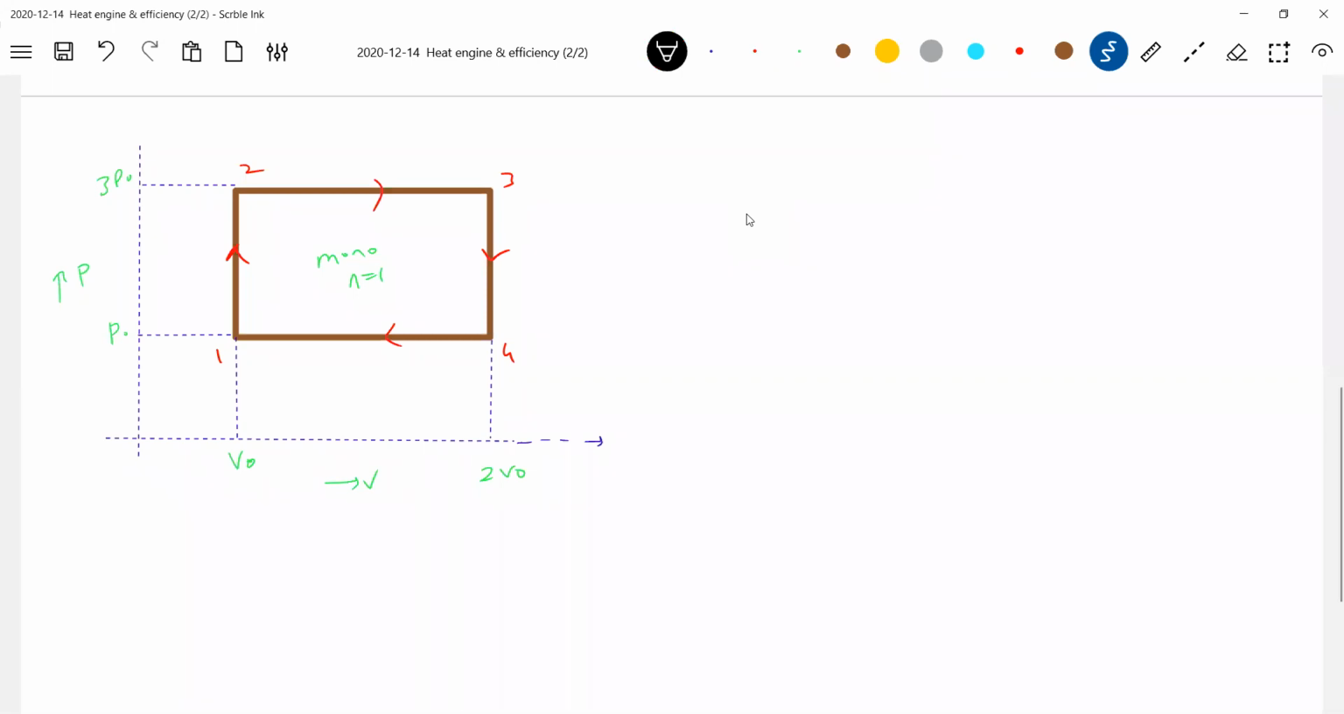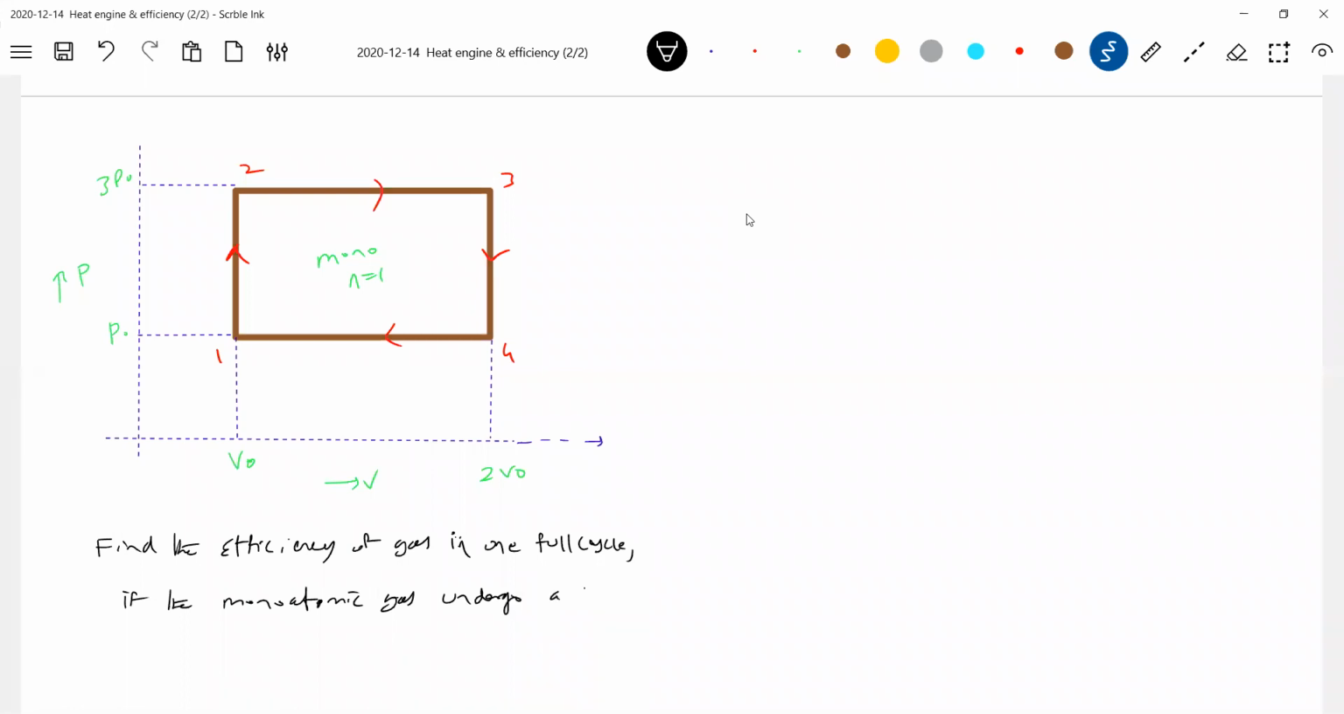So what do we have to calculate? Find the efficiency if the monoatomic gas undergoes a cyclic process 1, 2, 3, 4, 1 in a PV diagram. Okay, let's get into it.